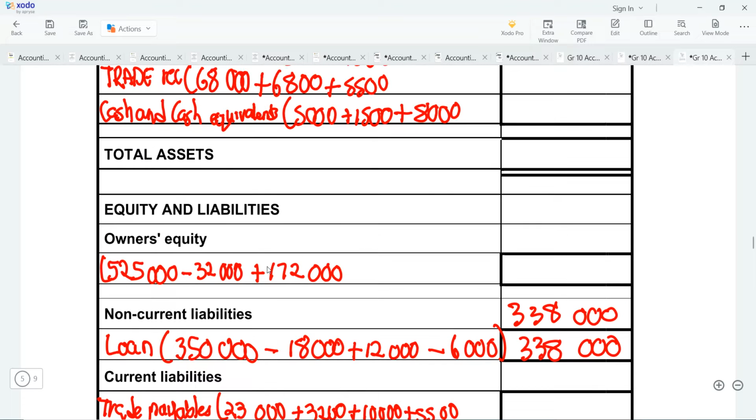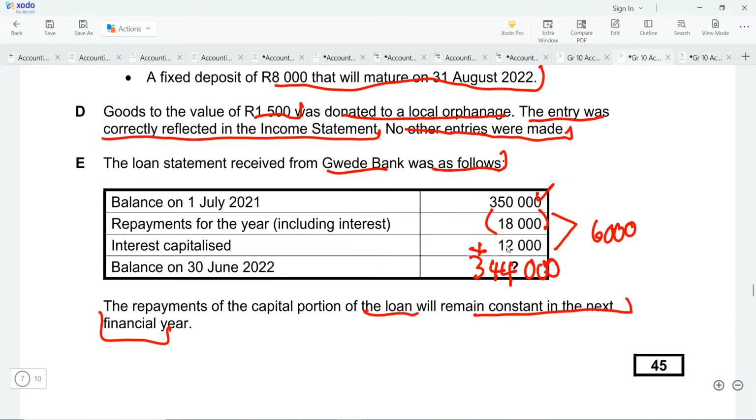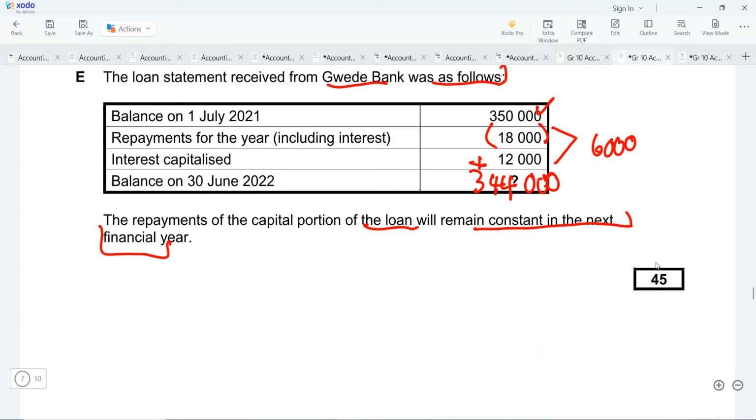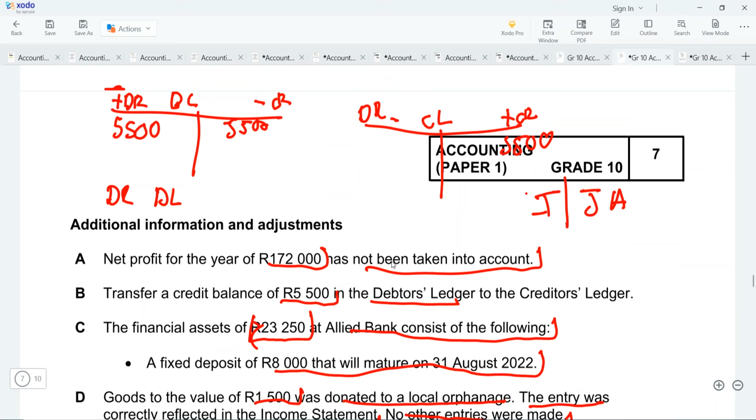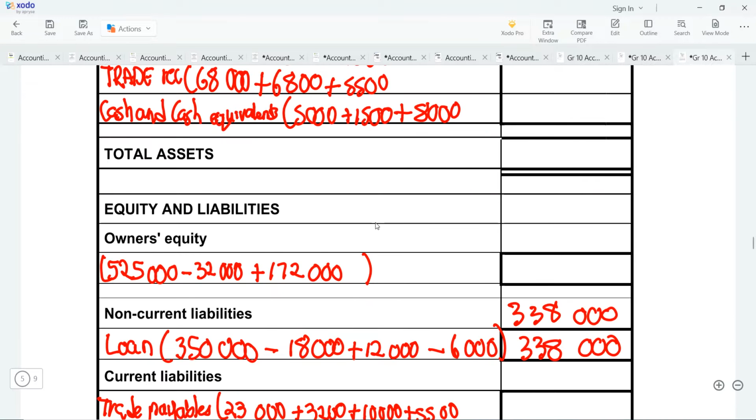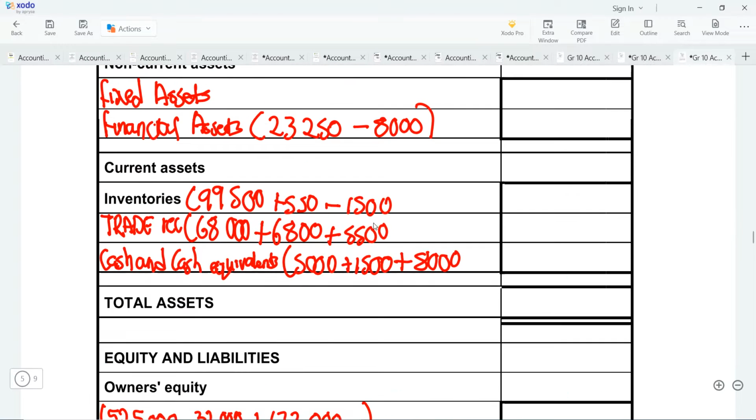Now remember, we also need to get our equity. How much is our equity? We don't have anything else that will affect our, if you look at this, because they're telling us that this will give us 45 marks, it means that the transactions are completed. You can see there's nothing, so we just need to close off this balance sheet. We are going to add where we are supposed to add and subtract where we are supposed to subtract.